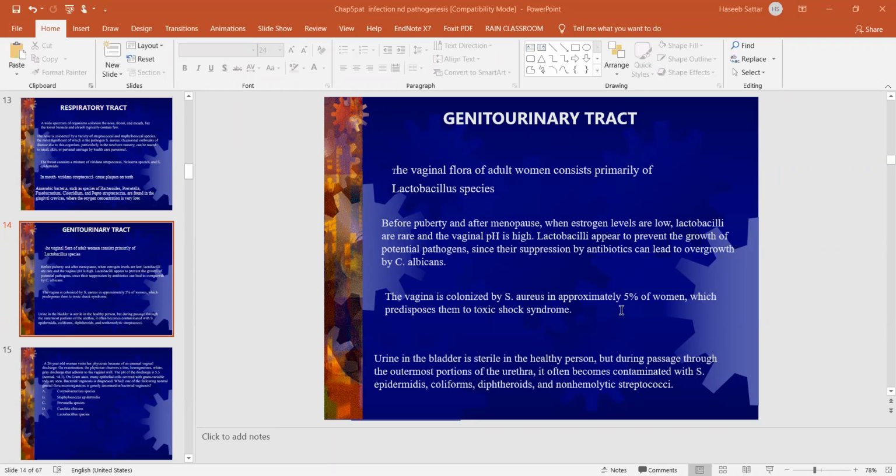Because I told you the vagina is close to the anus, E. coli is a normal flora of our urethra. After passage of urine, the urine drops may contain E. coli, and when it enters the vagina, it will cause colonization of E. coli and ultimately lead to an infection.